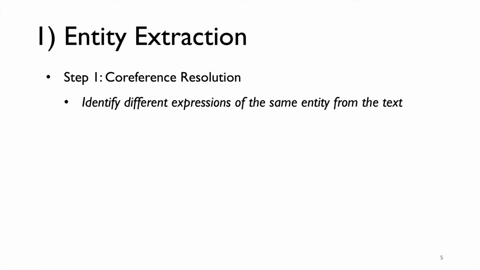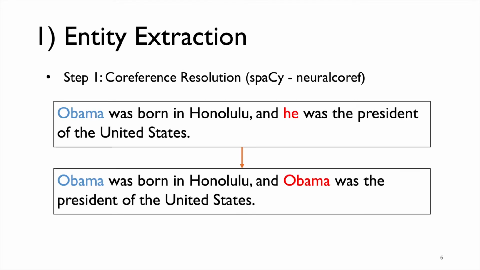The first component is entity extraction. We first use coreference resolution to identify different expressions of the same entity from the text. Here is an example. The pronoun "he" in the sentence will be replaced by Obama.